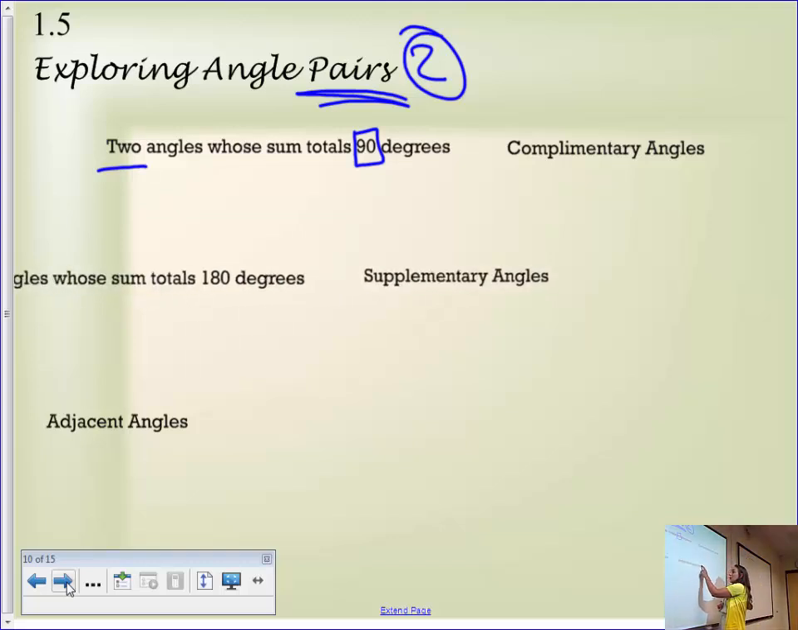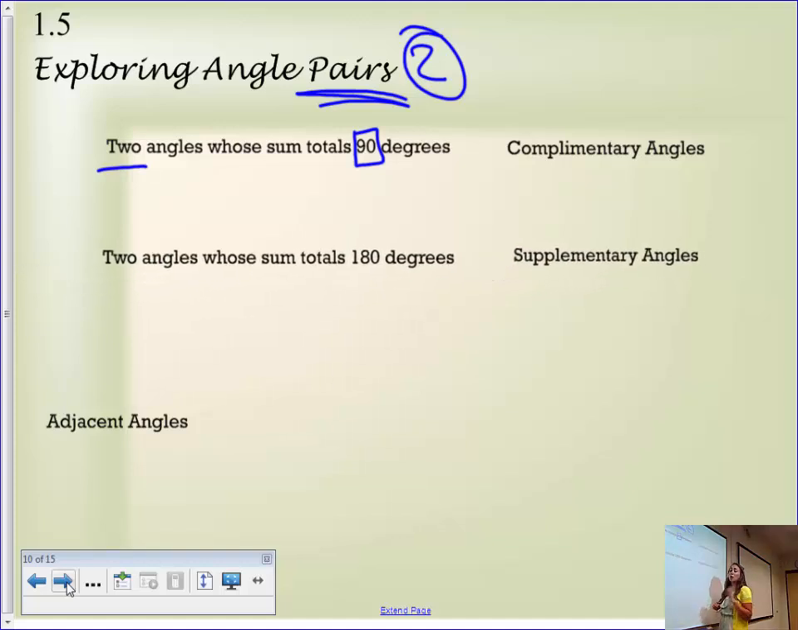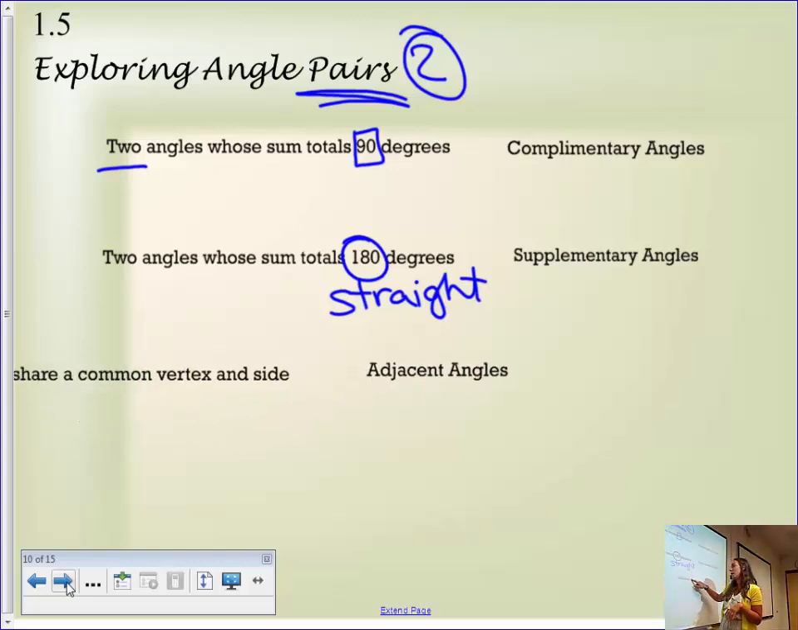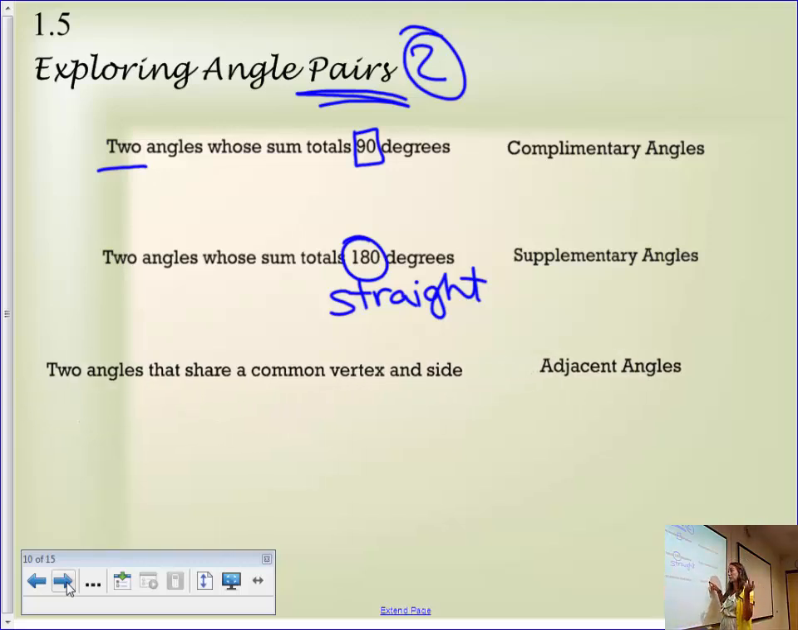Supplementary is very similar, and supplementary is a word that you're going to see over and over and over in geometry, and you're going to know it like the back of your hand. It's two angles whose measures sum to 180 degrees. We've already talked about 180 being a straight angle, or a straight line. Last one is called adjacent. You might have heard the term adjacent before, just not in math, but adjacent kind of means next to or touching.